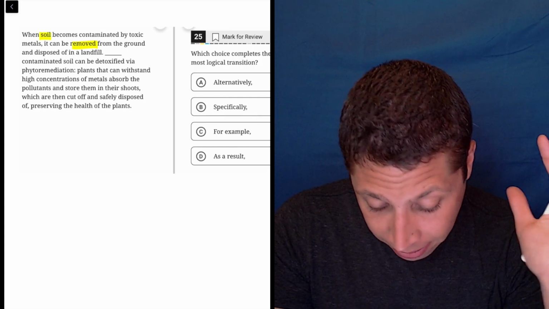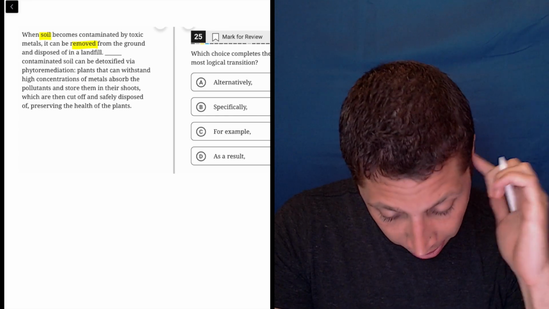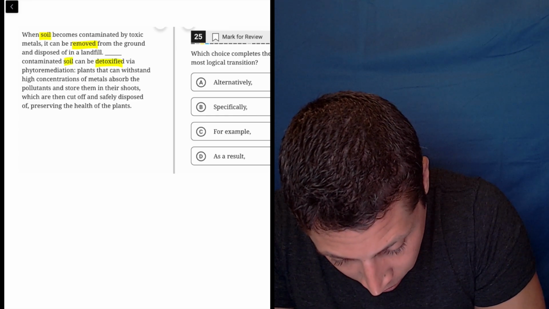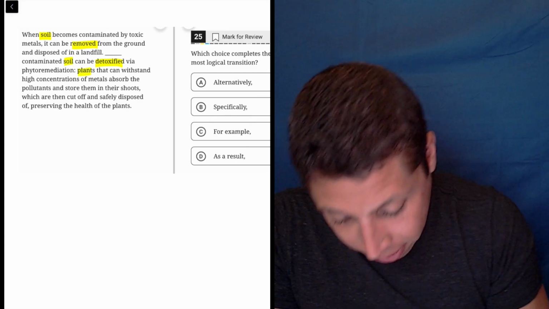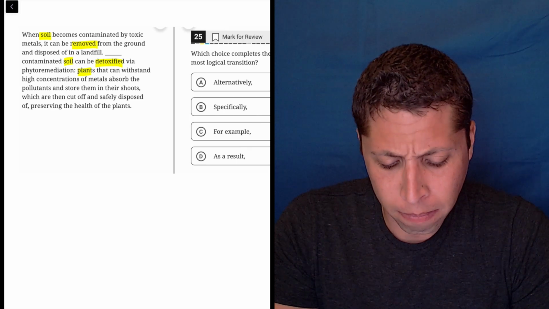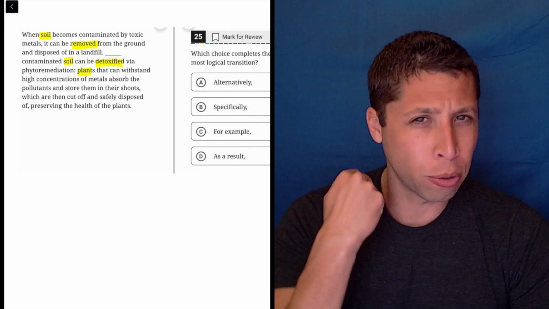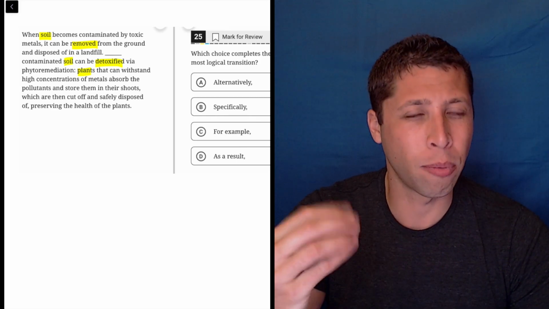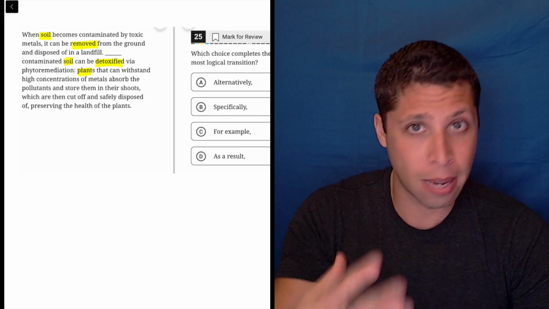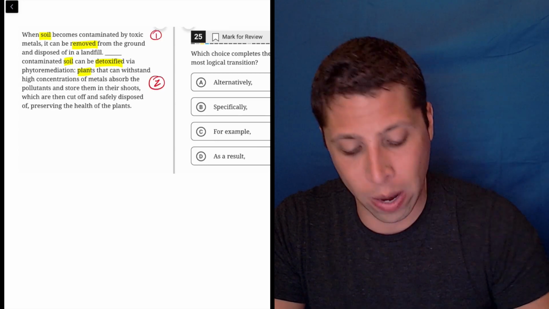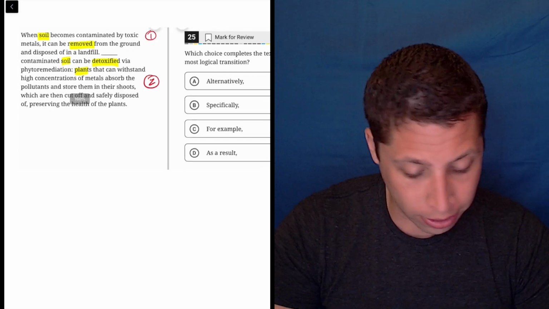Contaminated soil can be detoxified via this thing. So the soil can be detoxified by the plants. So these are different things. We can just remove the soil directly, or we can have the plants fix the soil and then we can remove the plants. But those are not the same thing. Those are two different examples. So we kind of have a 1 and 2 situation here. So I don't know. Let's see what we get.